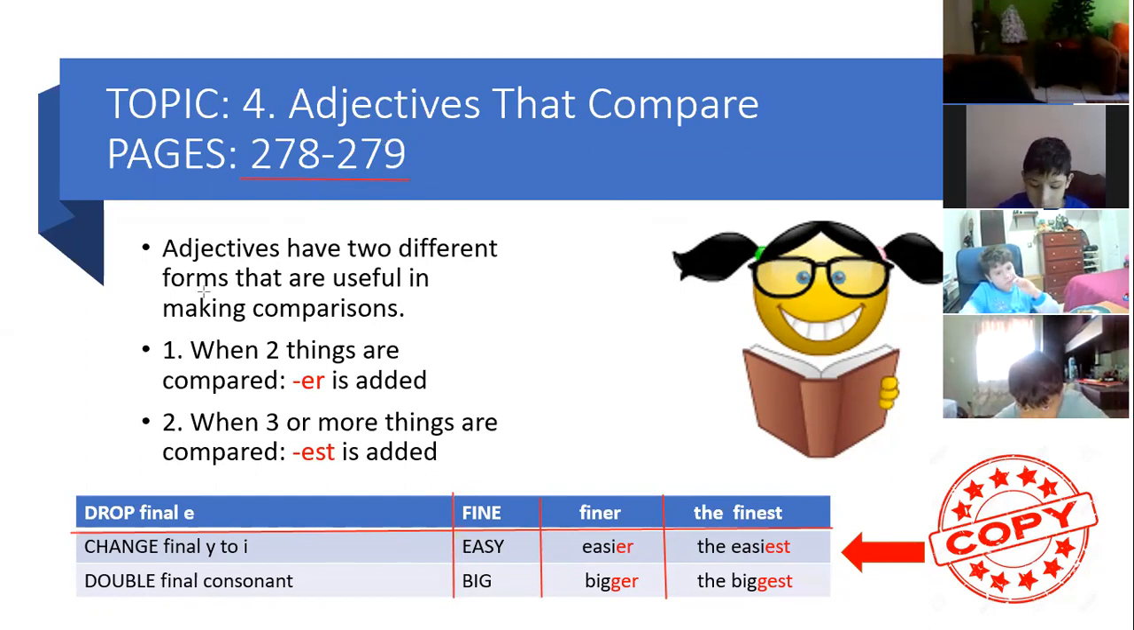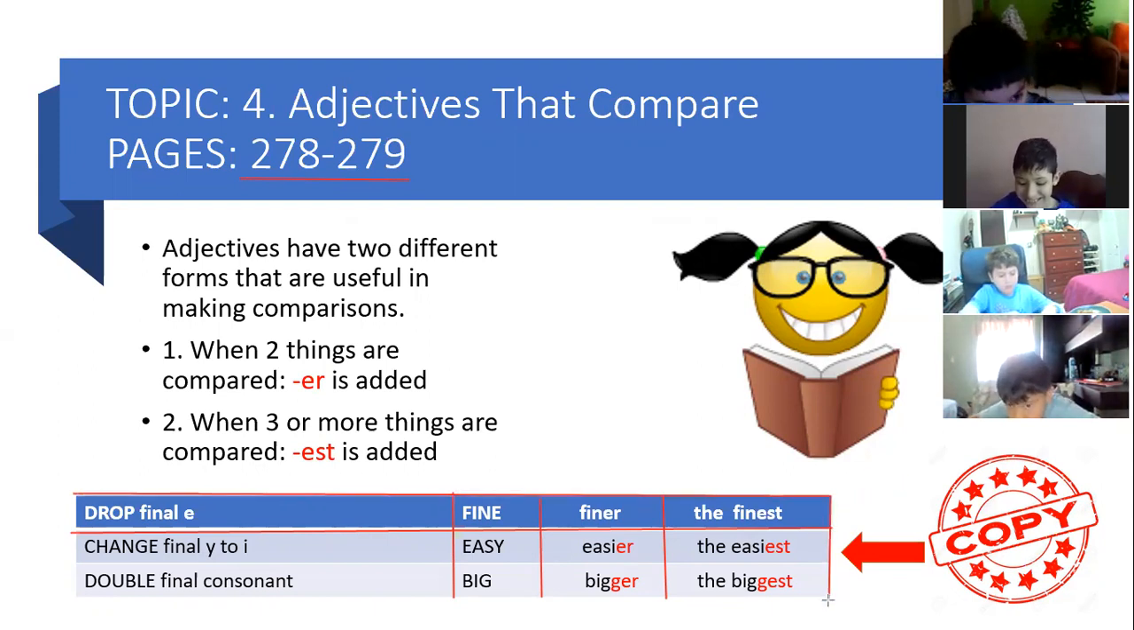Adjectives, remember that adjectives have two different forms, and an adjective describes a noun or a pronoun. Yes, I said copy the chart. You have to draw the box that is here. That's what I said. You have to draw this box.